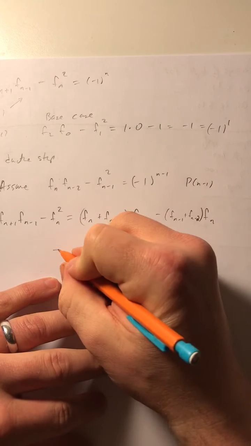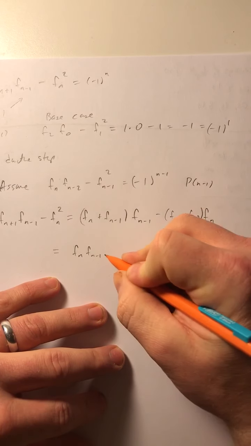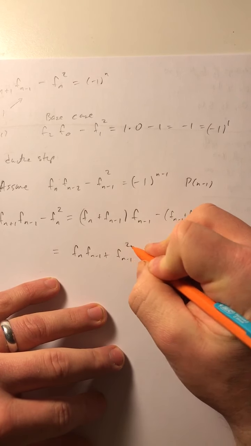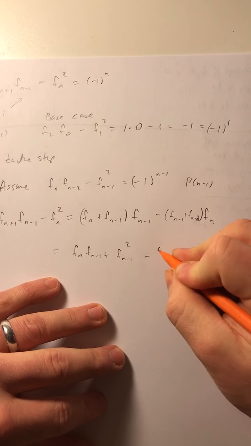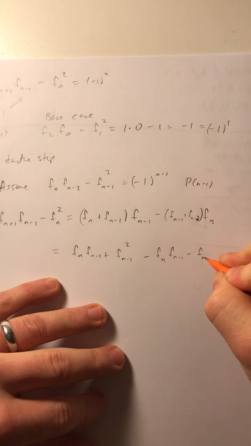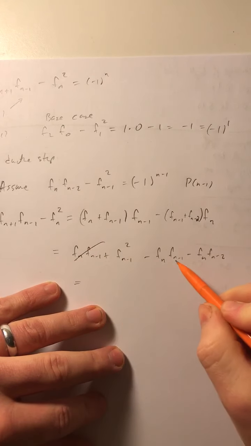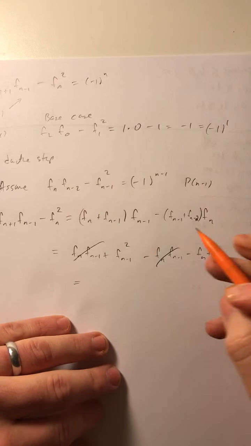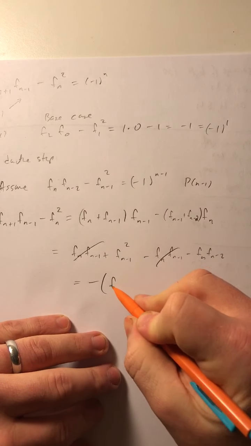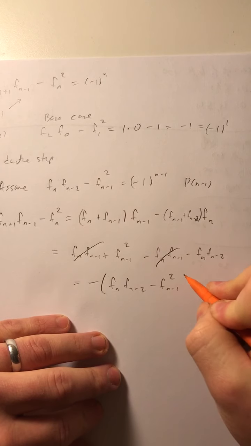Right. So now I'm going to distribute. I get F(n-1) plus F(n-1) squared minus, let me distribute over here, F(n-1) minus F(n-2). I'm going to rearrange this, so this part and this part cancel. I'm going to have minus F(n-2) minus F(n-1) squared.